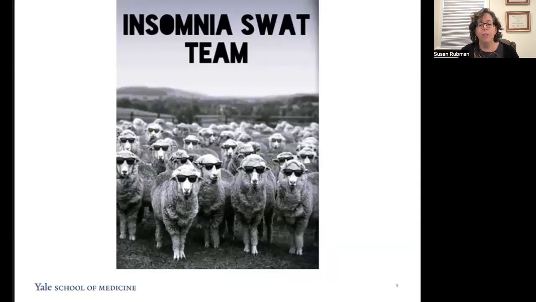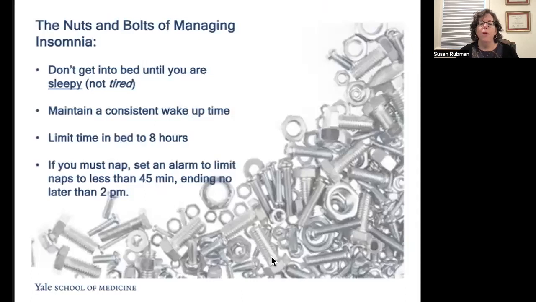I want to speak specifically about behavioral strategies to improve sleep, and we'll leave the discussion of sleeping medications for another day. So these are the starting points of managing insomnia. These are the nuts and bolts. The first guideline is to not get into bed until you're sleepy, not just tired, but actually ready to go to sleep. We want to increase the likelihood that when we get into bed, our bodies are going to be prepared for sleep and not extend the time that we may lie in bed tossing and turning.